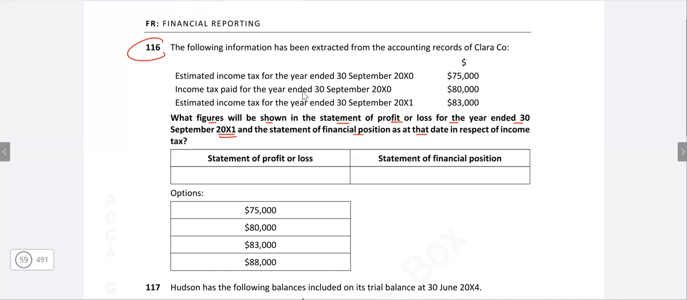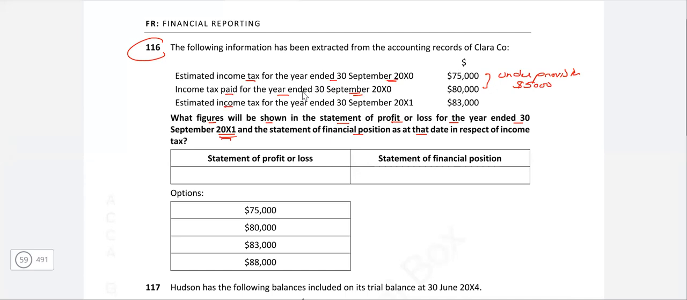So let's see. Estimated income tax for the year ended 30th September 20X0. This is the previous year, because we are being asked for 30th September 20X1, but there's a logic why this is being given. Income tax paid for the year ended 30th September 20X0 was 80,000. The estimated that you recorded was 75,000. What you paid was 80,000. So the estimated was less than the actual, and this gives rise to the under provision. The tax you provided in 20X0 was 75,000, but the actual tax was 80,000. So you recorded less tax of 5,000, which is the under provision.